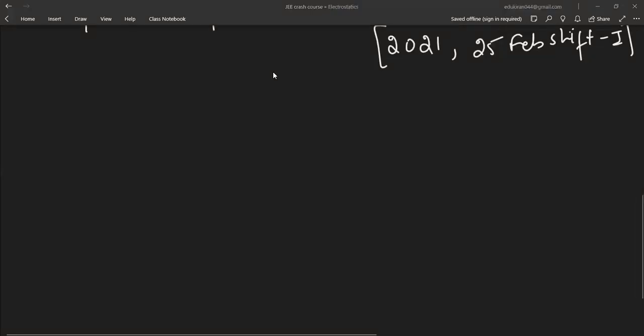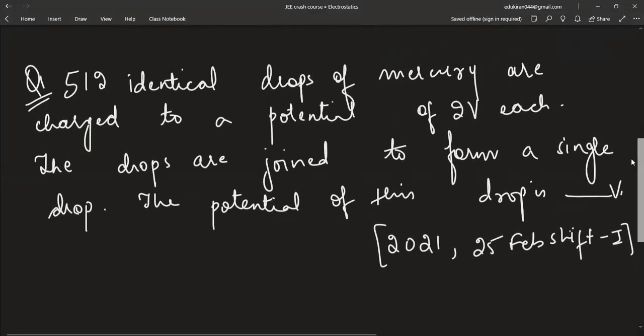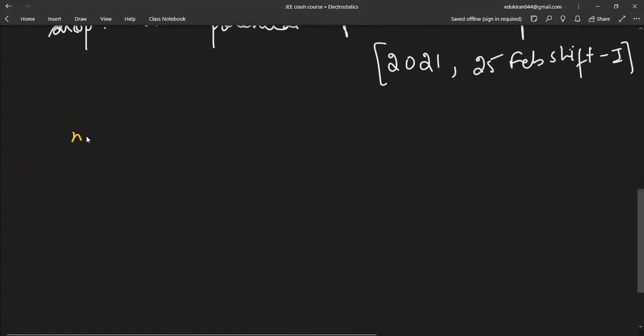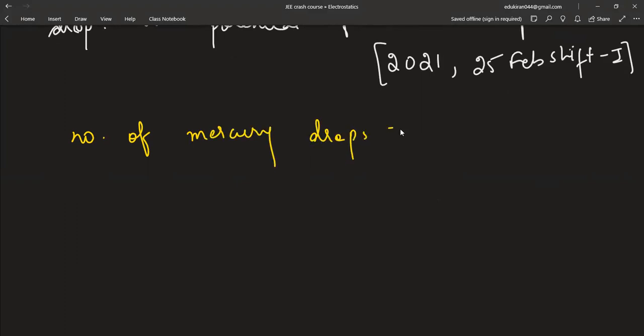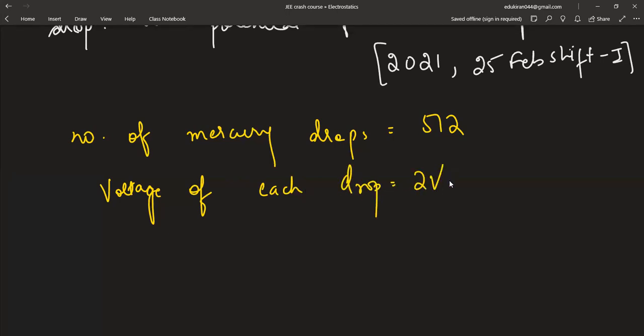So look, here in this question, what we are going to do, let's say number of mercury drops, how much is it given? The number of mercury drops are 512. Now, voltage of each. This is 2 volts.